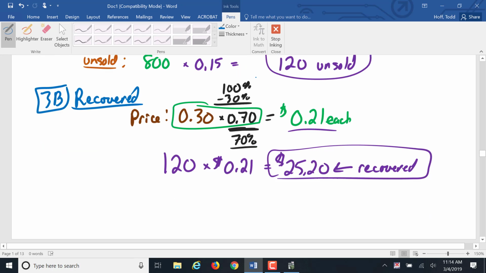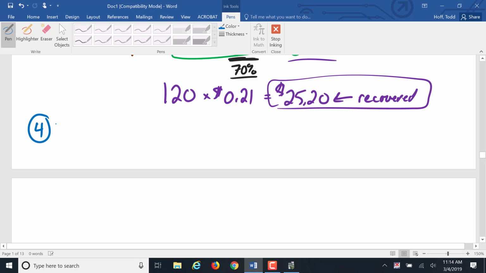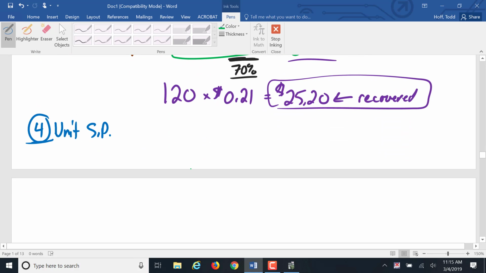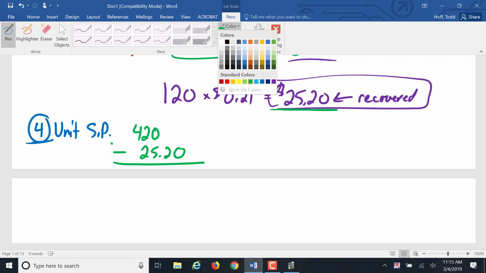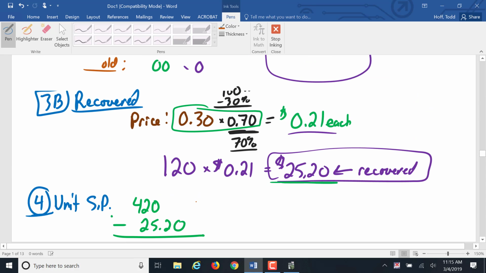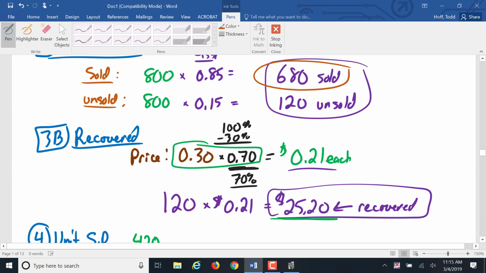So now step 4 is to find the unit selling price. And to find that unit selling price, we need that total selling price that we found in step 2. $420 we need. And we're going to subtract this recovered amount of $25.20. We subtract that, we get $394.80 is what we need out of those that are sold on the first day. We're going to divide by the number that actually do get sold on the first day, which is the 680.